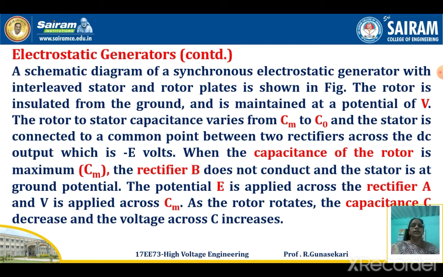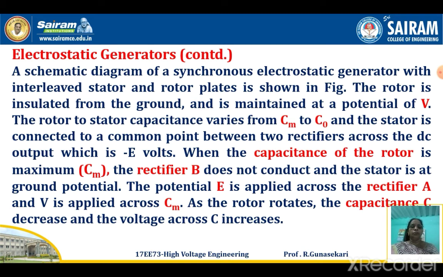The interleaved stator and rotor plates are shown in the figure. The rotor is insulated from the ground and is maintained at a potential of capital V. The rotor to stator capacitance varies from Cm to C0. The stator is connected to a common point between the two rectifiers across the DC output, which is minus E volts. Cm is nothing but the capacitance when the rotor capacitance is maximum.